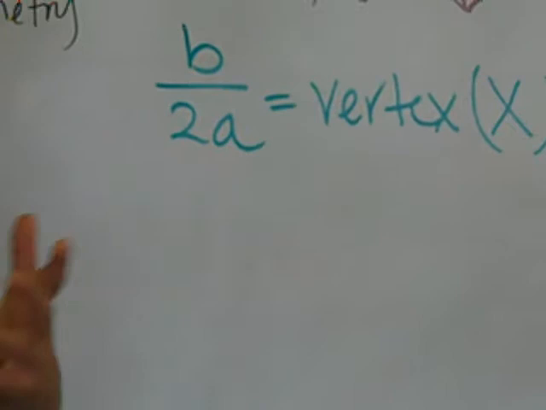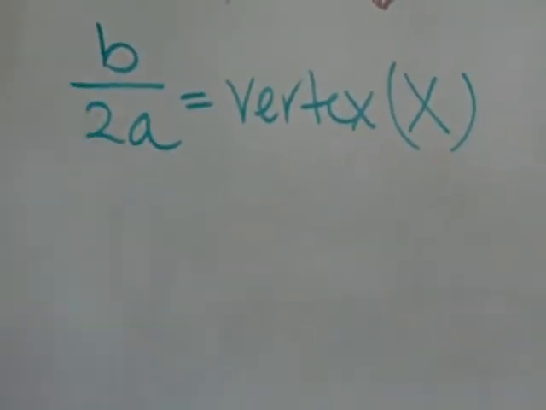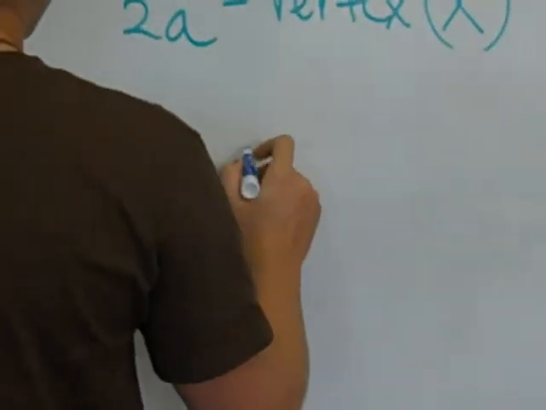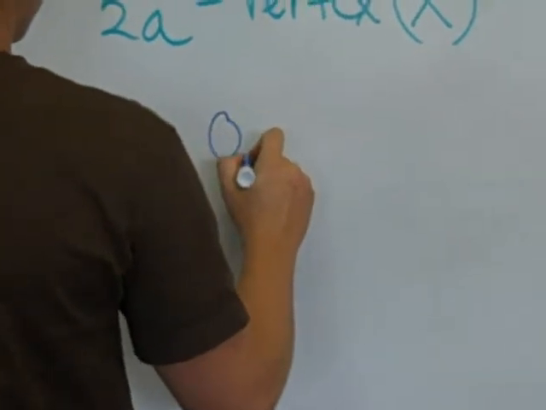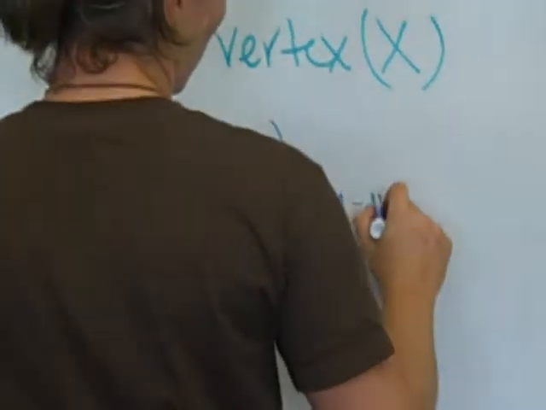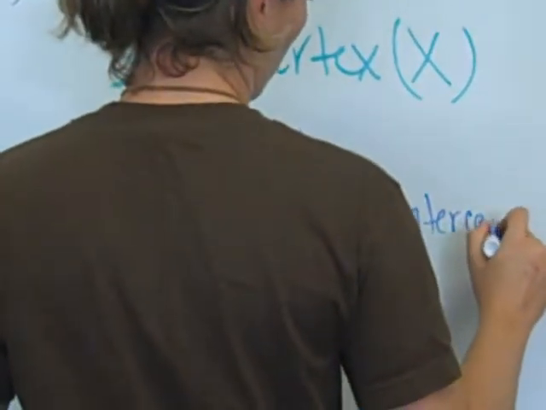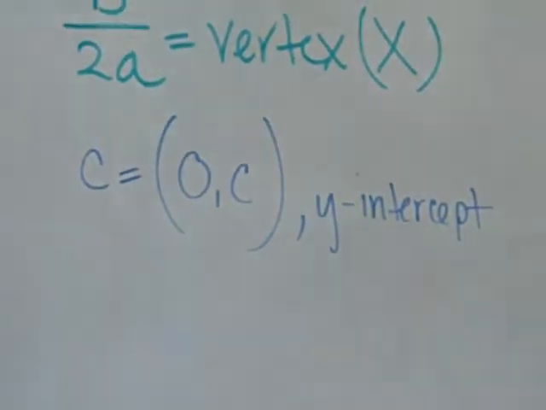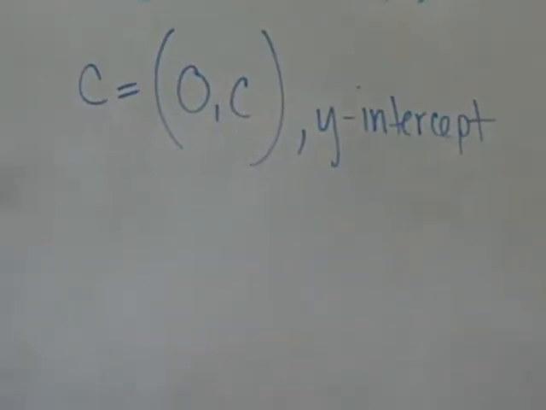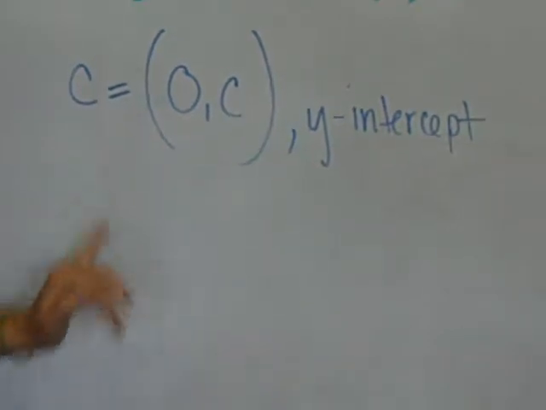Another piece of information we're given already in our equation is c. And looking at c, c is actually the y-intercept of our graph. And again, the y-intercept is where the graph will cross the y-axis. So x will be 0, and y will be the same as c.